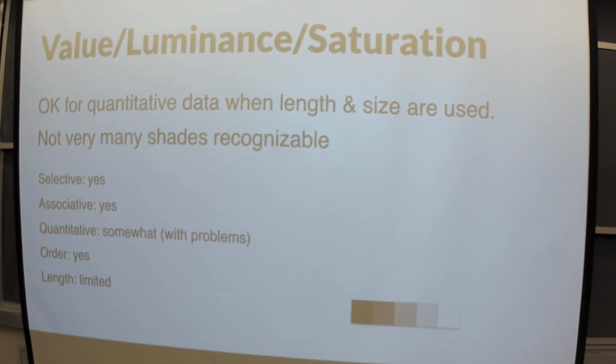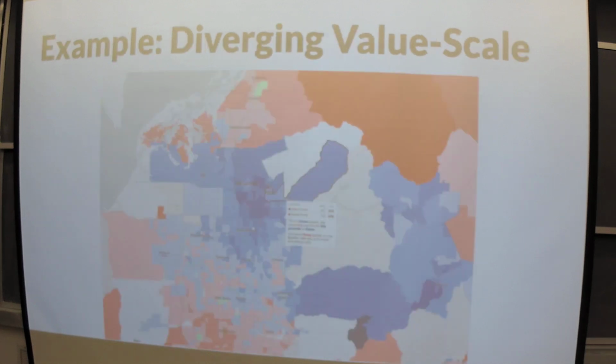There are studies showing that this breaks down, especially at the very light and very dark end of a color map. And we have a limited length, so we can usually only distinguish 7 or 8 shades reliably, maybe even less if we have distractors or distance between them.